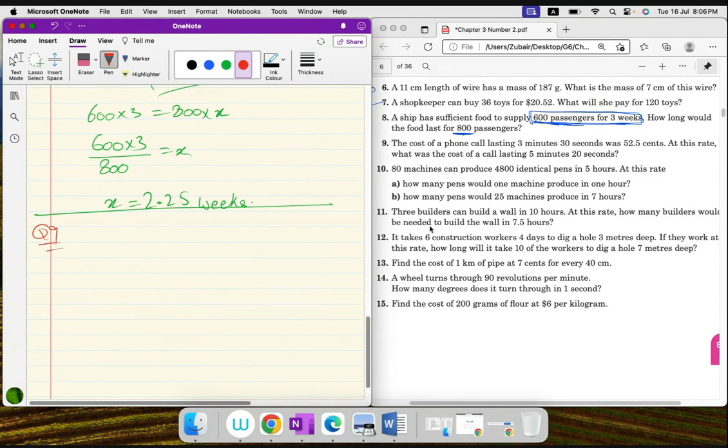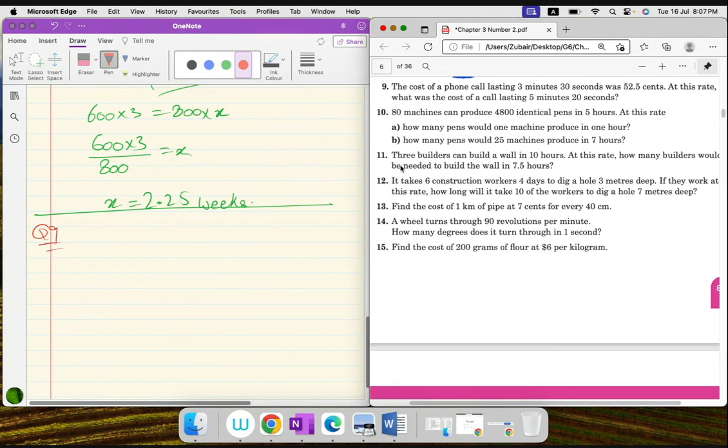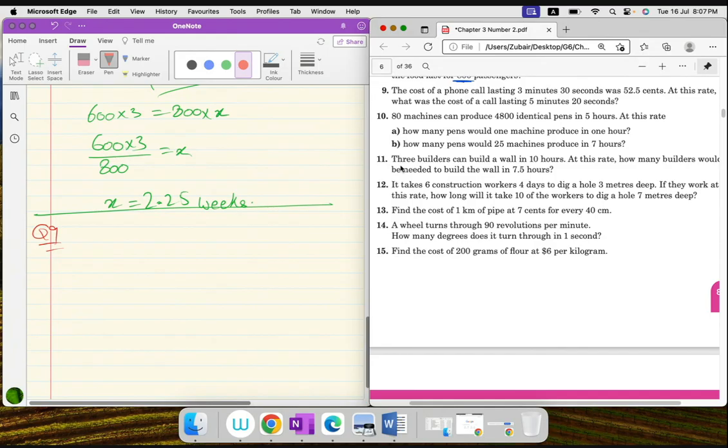Question number 9. The cost of a phone call lasting 3 minutes 30 seconds was 52.5. At this rate, what was the cost of a call lasting 5 minutes and 20 seconds? Try that.